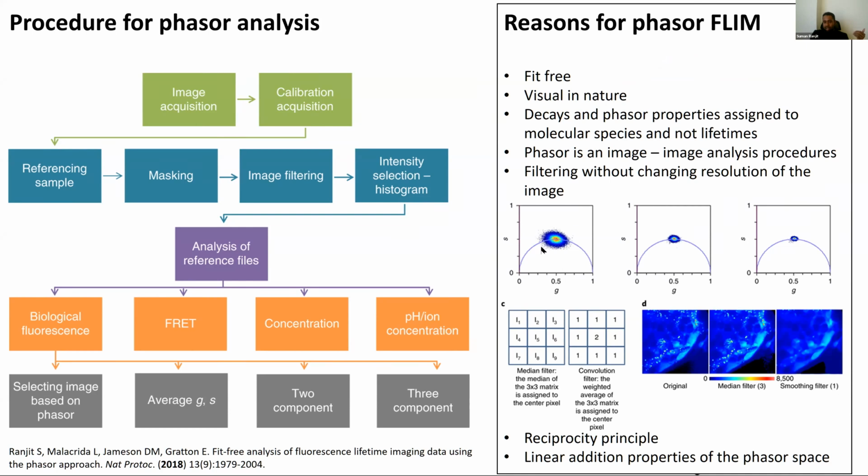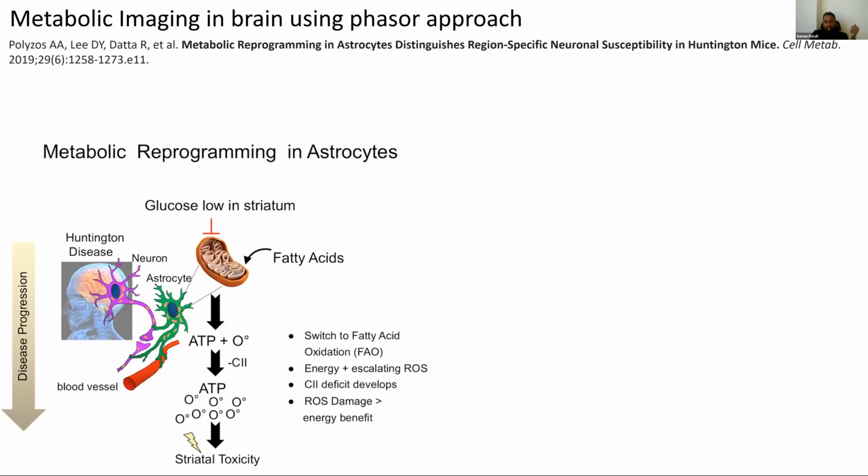So this shows a filtering effect of 3x3 and 5x5. And if you do that and you add that to the center stage, the image itself doesn't get blurred, which is a big addition in this analysis. One of the works from Rupsa, who was a postdoc, is metabolic reprogramming in astrocytes. So they are looking at Huntington's disease and how the disease progresses.